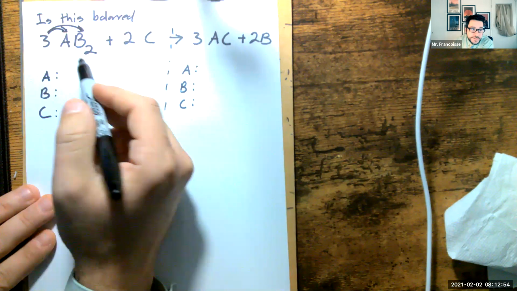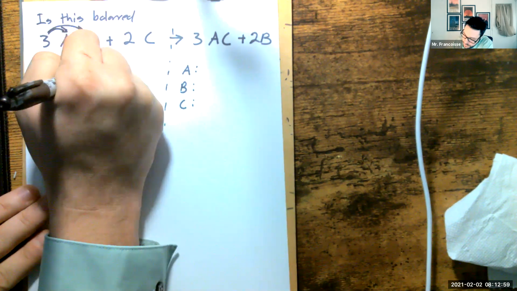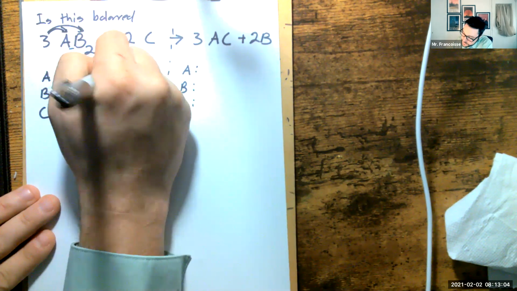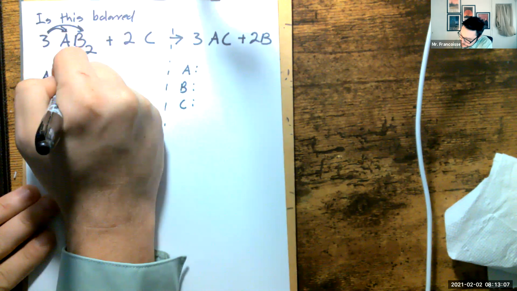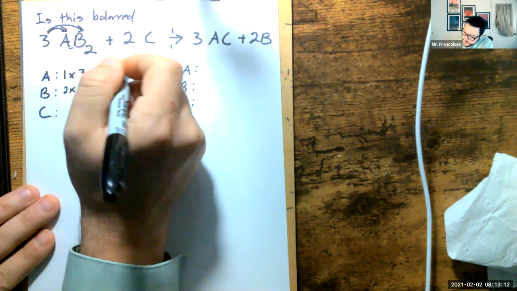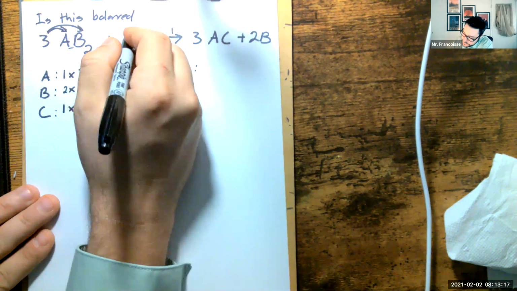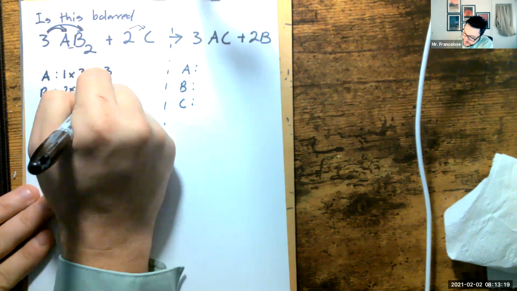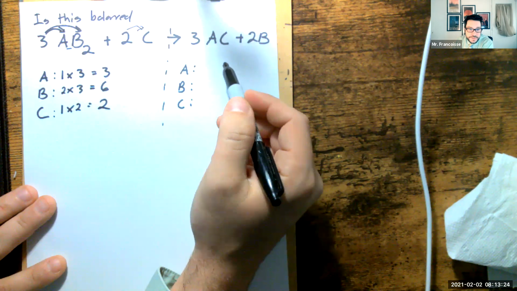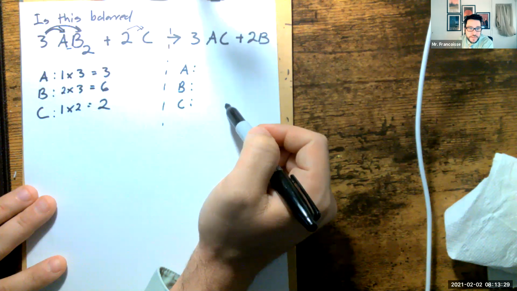So if we look at A, it's 3 times 1 here. 1 times 3, because there's no number here, times a 3. So we have 3A, 3 times 2, 2 times the 3 in front, 6. And then there's only 1 C times the 2 in front. So we have 2. So in order for this to be balanced, we need to have 3 A's on this side, 6 on this side, and 2 on this side for A, B, and C.